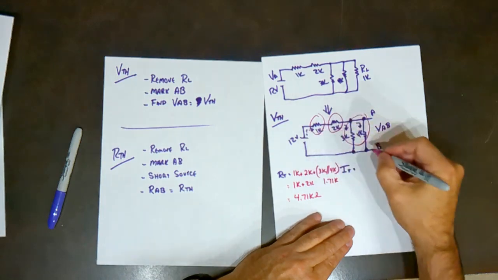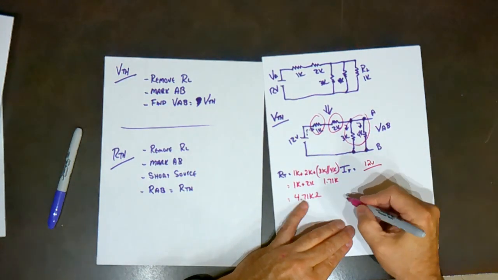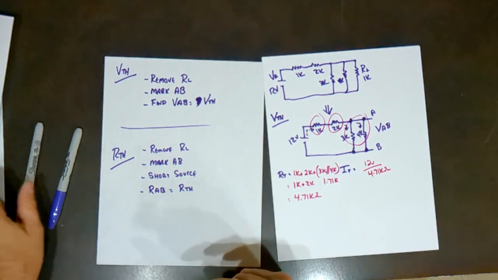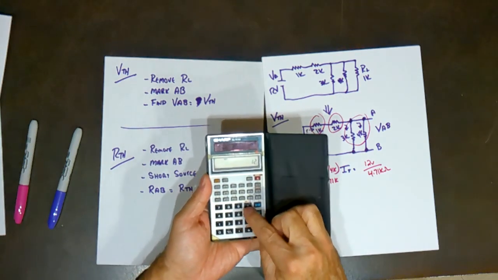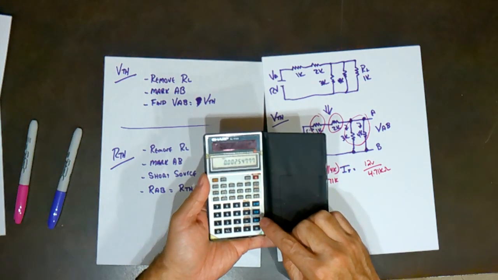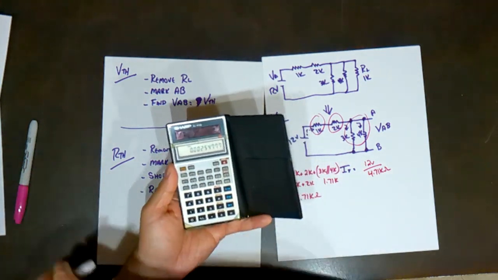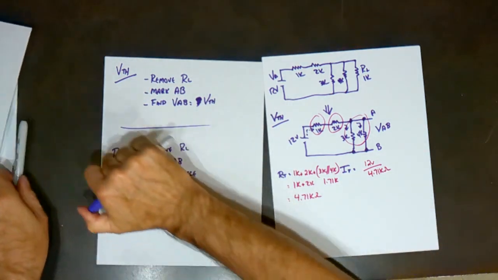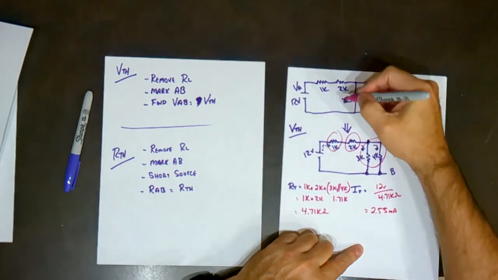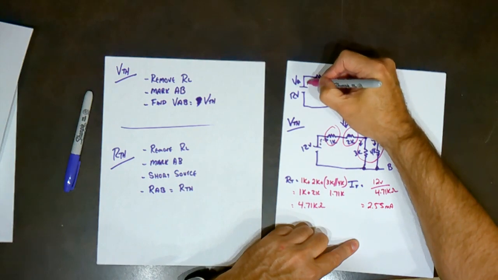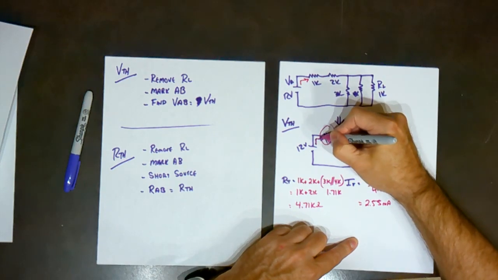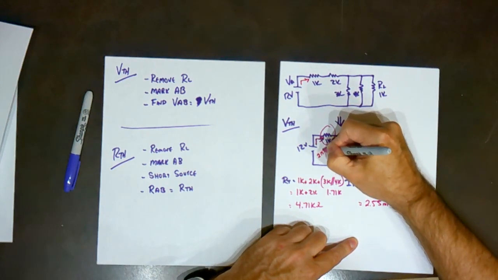Now, I total, 12 volts, divided by 4.71 kilo ohms. 12 divided by 4.71 kilo equals 2.55, we'll call it 2.55 milliamps. So now we know that the current that's coming up from that power supply, in this circuit, the current is 2.55 milliamps.